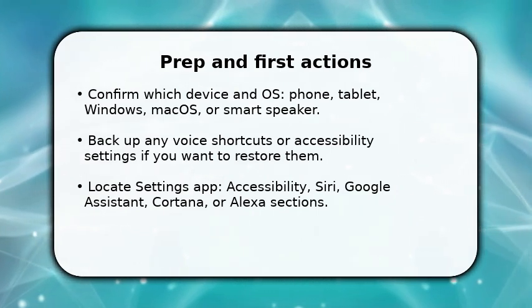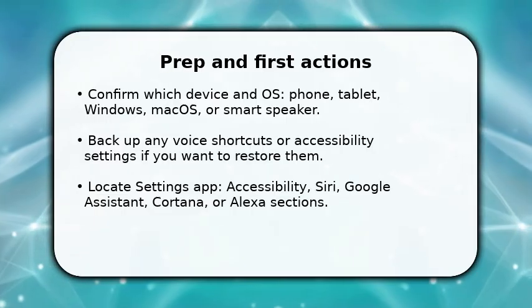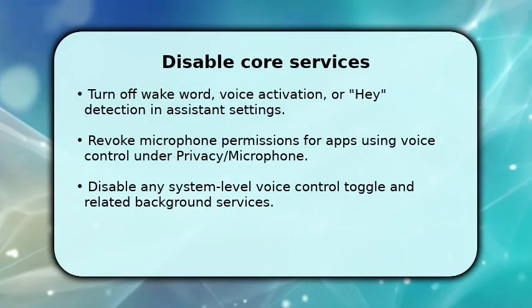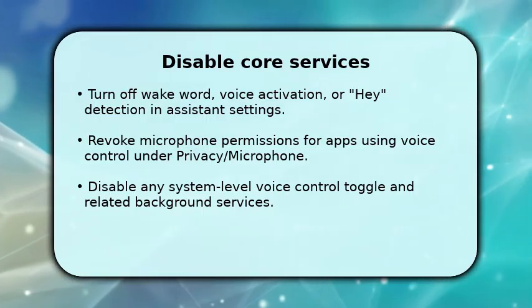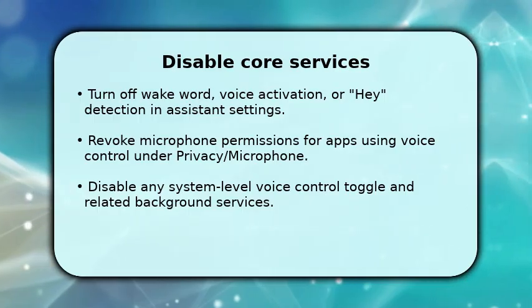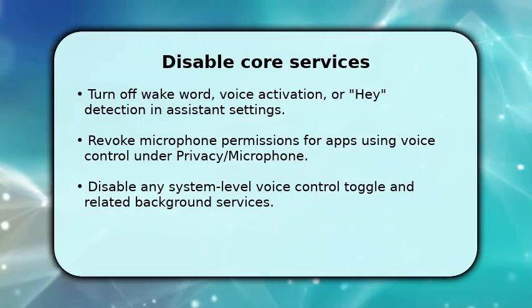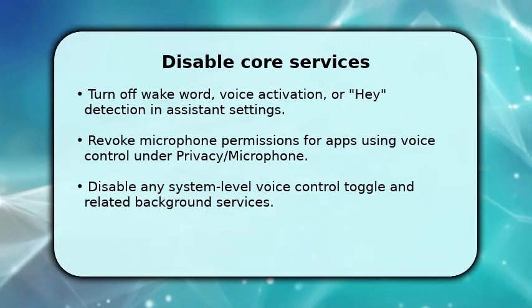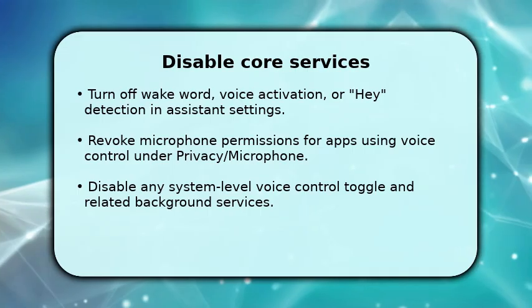You'll now remove active listeners. Disable the wake word and voice activation options so the device stops responding automatically. Then, go to Privacy or App Permissions and revoke microphone access for apps that trigger voice control. This prevents background reactivation. After that, switch off any system-level voice control toggle in Accessibility. This cuts the OS-level hooks.